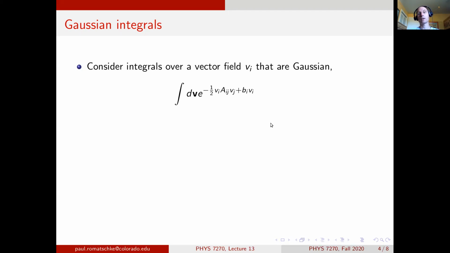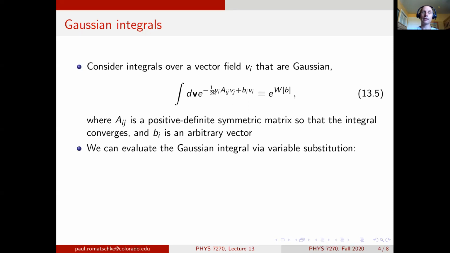So the integral we are considering is the integral over a Gaussian action, meaning an exponent that is at most quadratic in the field V. We'll define this to be equal to some exponent of an unknown function W that has to depend on B because we're integrating over V. I want to restrict our attention to Gaussian integrals where this matrix A here is positive definite and symmetric. Positive definite because I want this integral to be well-defined and convergent.